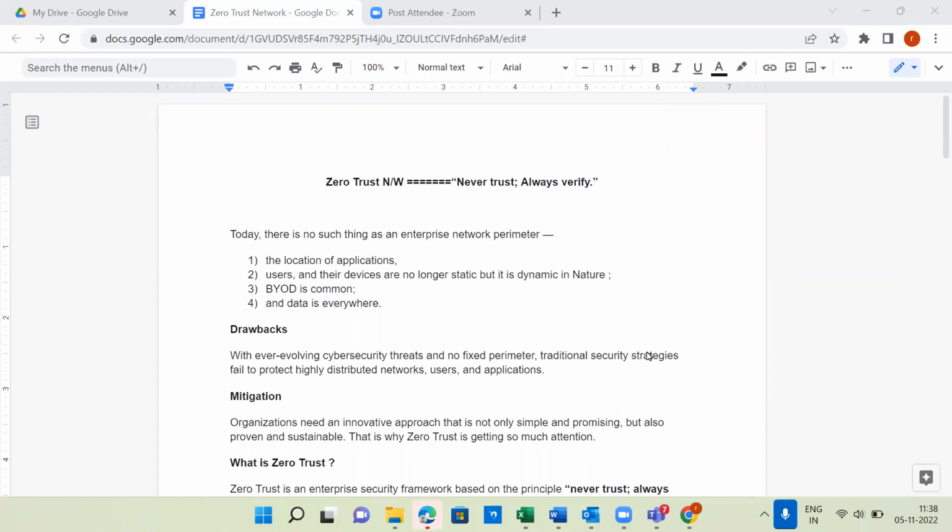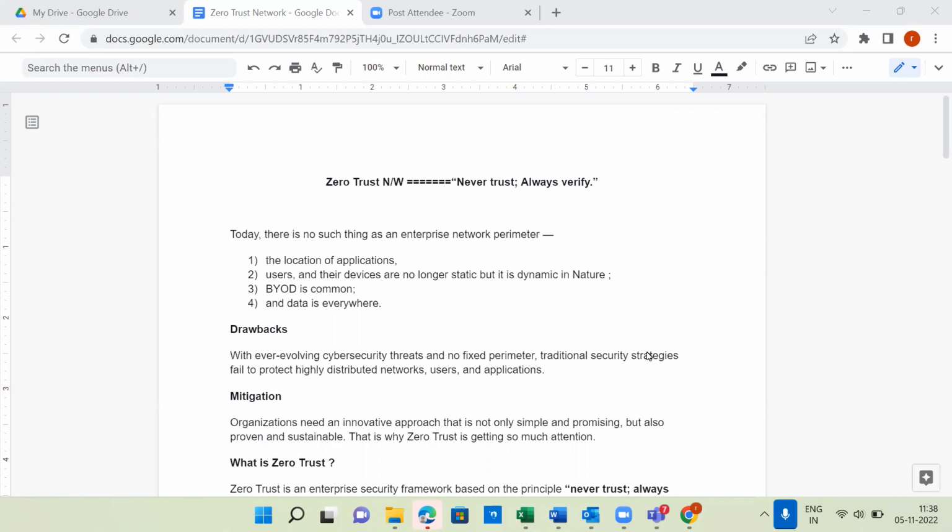But nowadays there is no perimeter security concept, because day by day applications are increasing, locations of the applications and users are increasing, they are working from home as well as remotely, and devices are increasing. These applications, users and devices are not static. Continuously they are changing behavior, nothing but dynamic in nature.